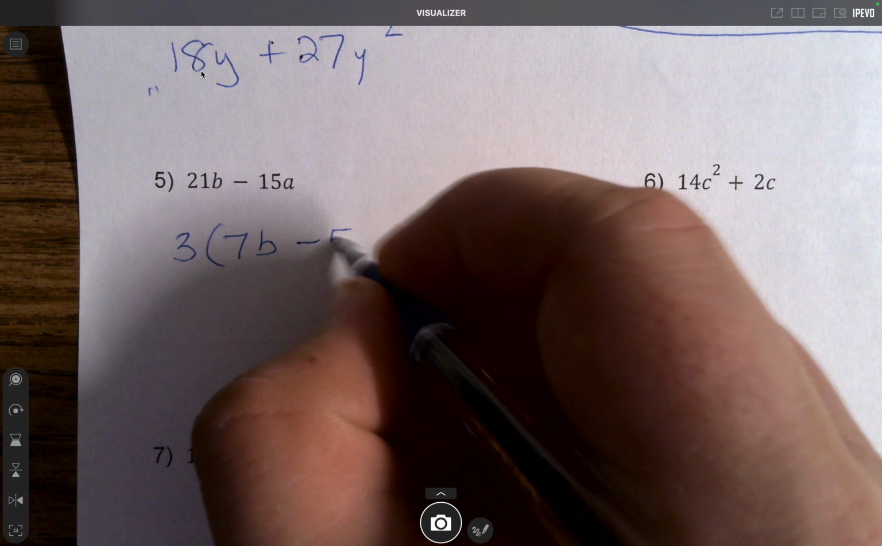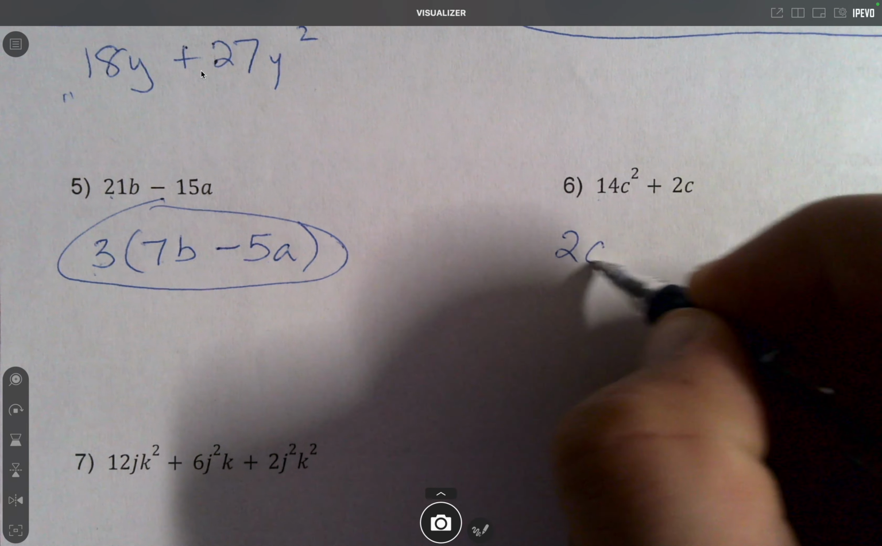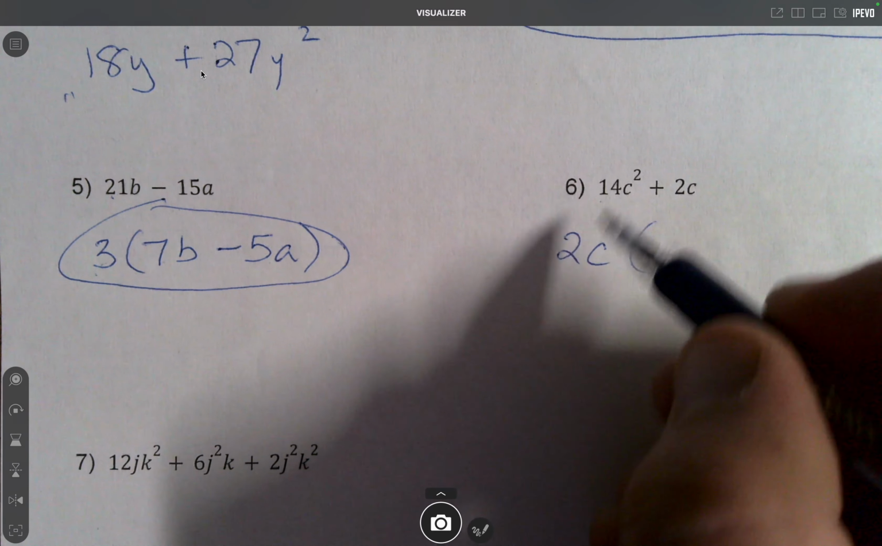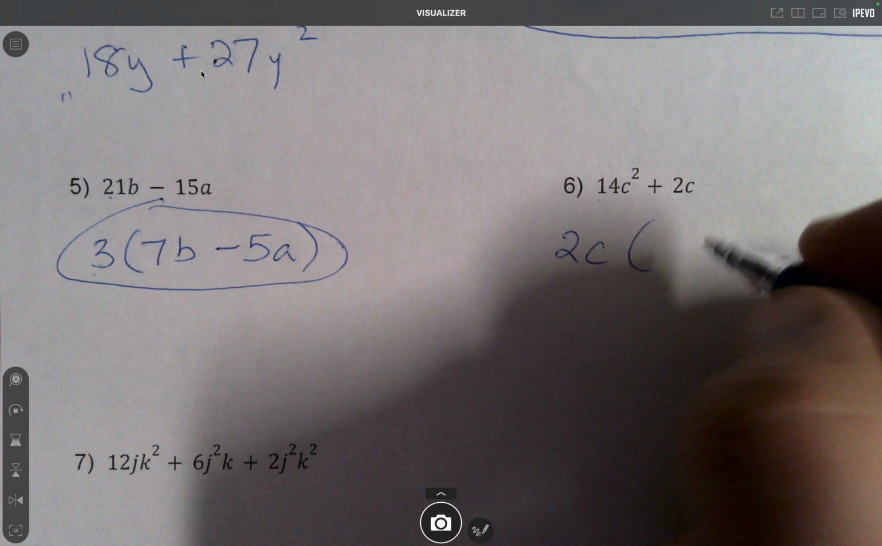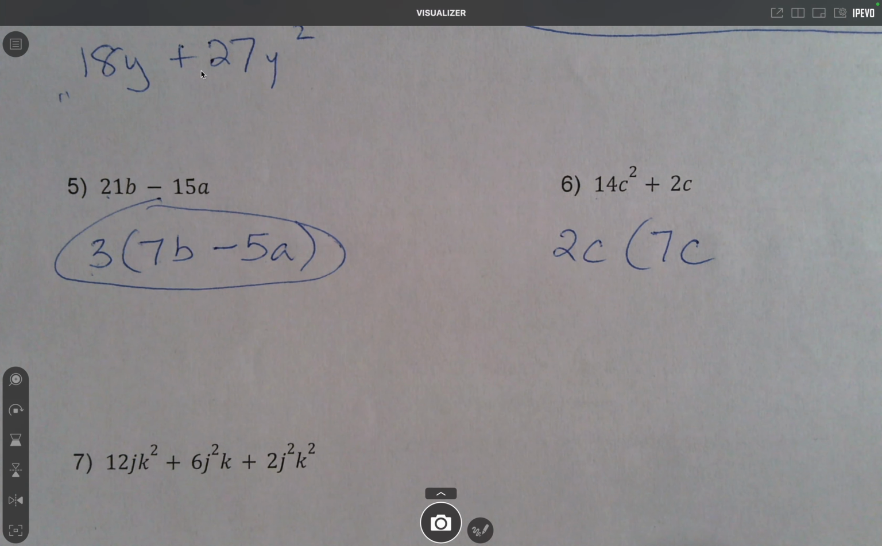Okay, number 6. The number that goes evenly into both would be 2. And they do both have a C, but we can only take out one C because that's the most that this one has. We take out one C. 14 divided by 2 is 7. And we took away one of its C's, so we still have one C left.